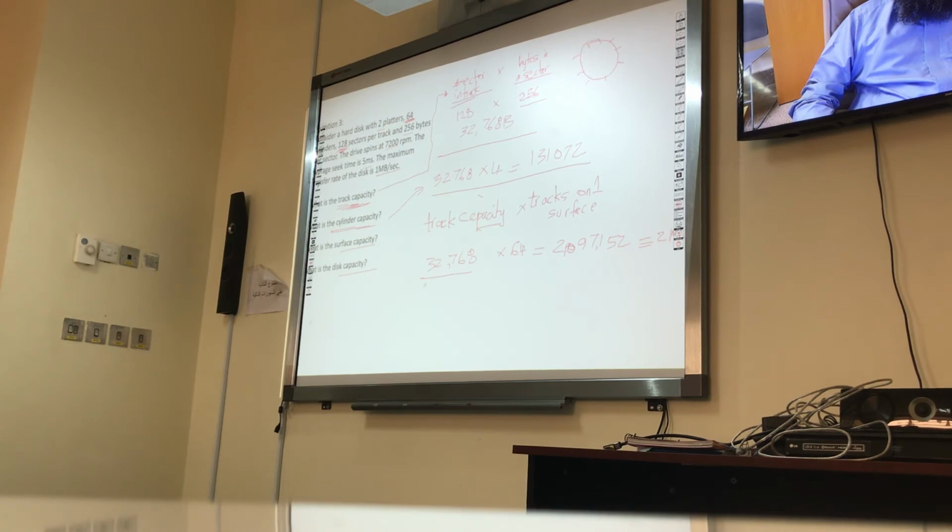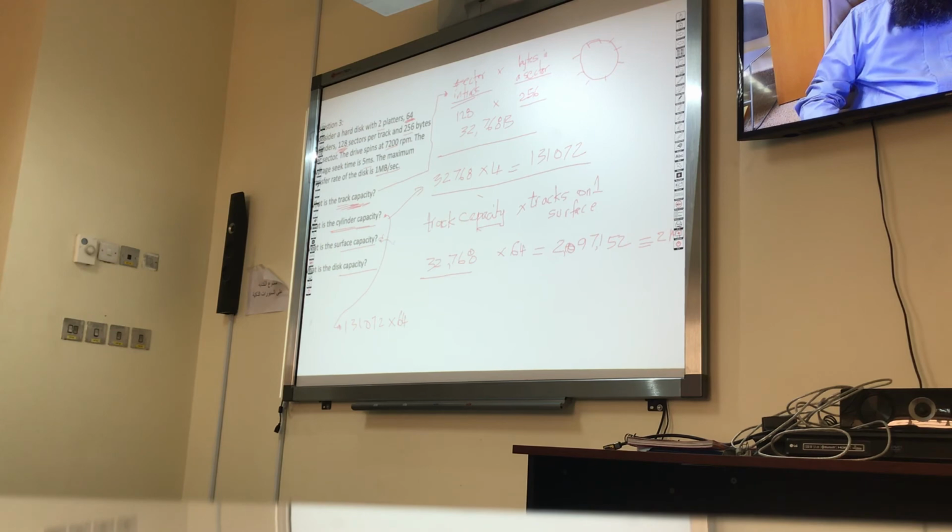Number of cylinders times cylinder capacity. Yes, I can do that. But it's actually easy from here that I have. Okay, so I can do it two ways. You are right. Because I've calculated cylinder capacity. So cylinder capacity is 131072. So that's the capacity of one cylinder multiplied by the number of cylinders, which is what? Which is 64. Okay? So that's the total disk capacity.